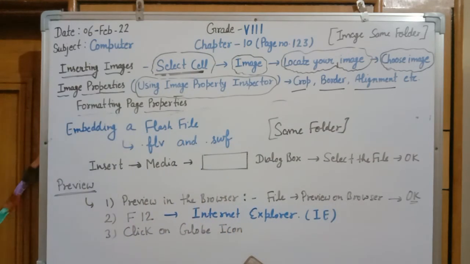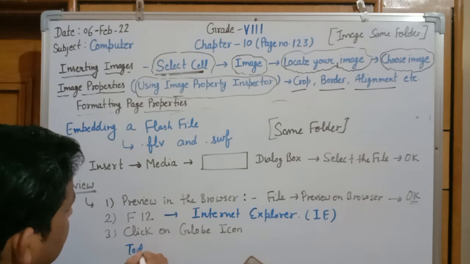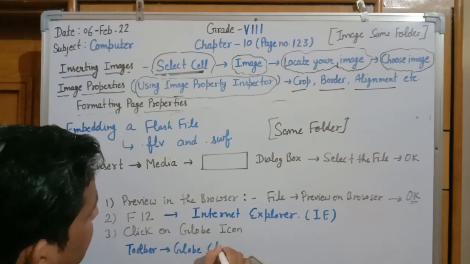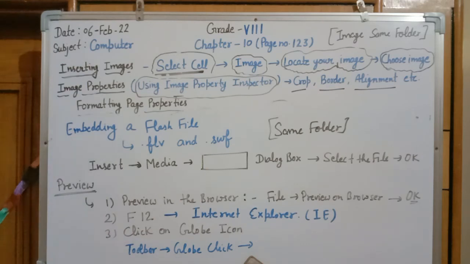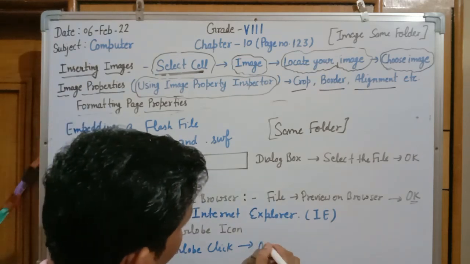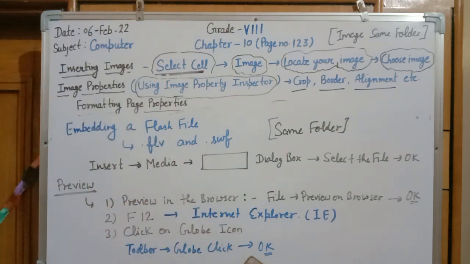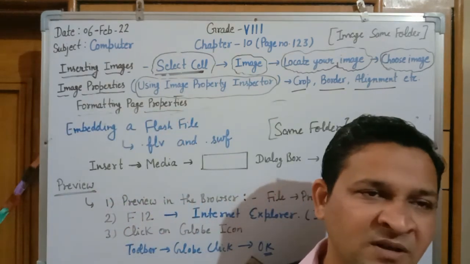And third option, click on the globe icon. The globe icon is located on the toolbar. So you will go to the toolbar and click on the globe icon. After clicking on the globe icon, your document will be displayed on your specific web document page. So after completion of this topic, we have completed chapter 10 now.